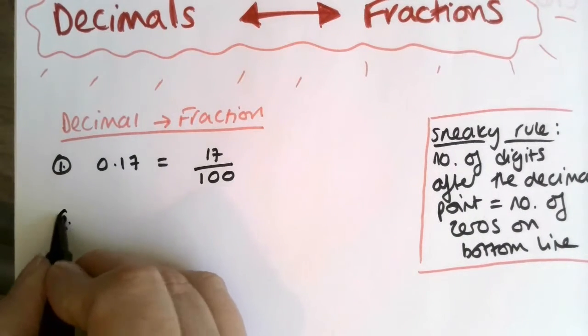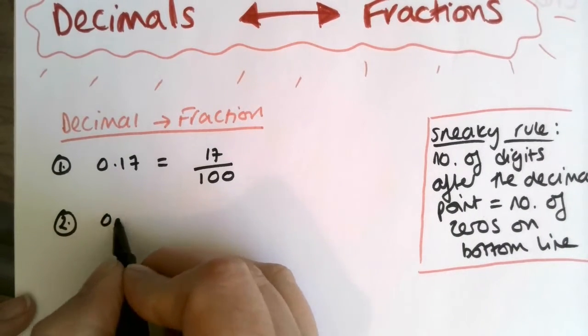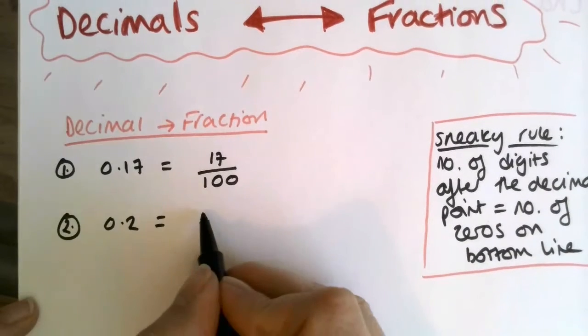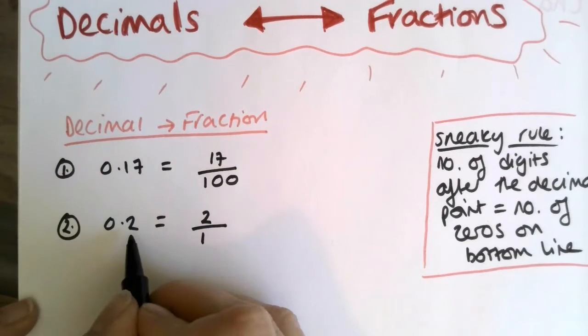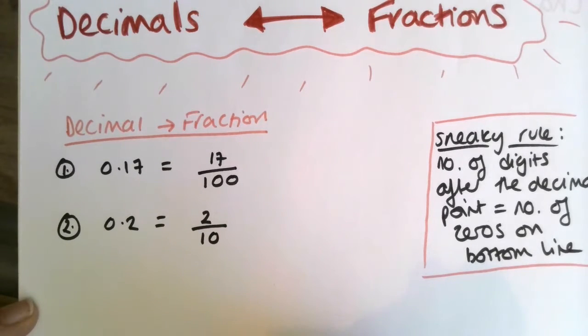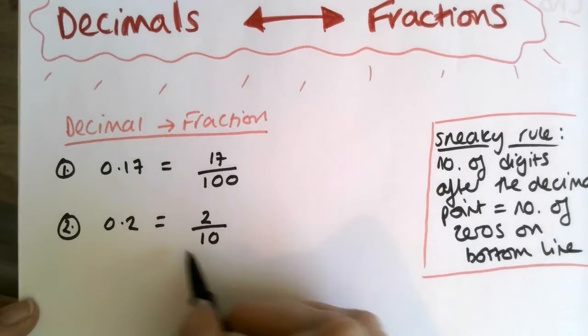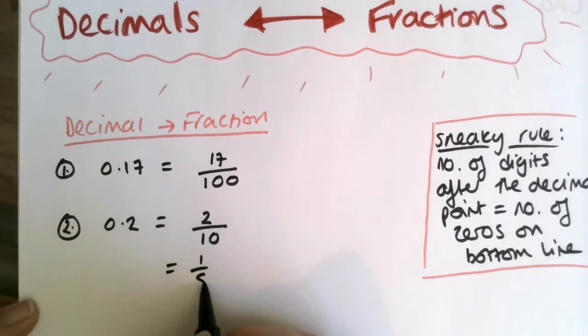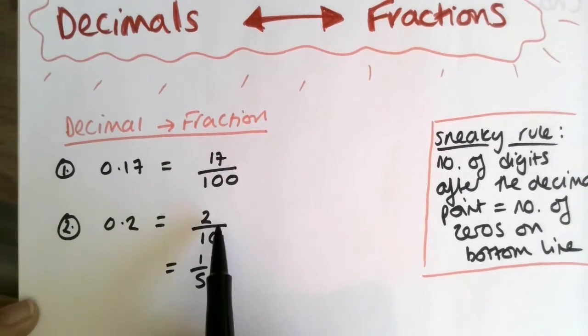Another little one, so if it was 0.2, then that's going to be 2 over 1. We've got 1 digit after the decimal point here, so that's 1 zero on the bottom line, gives me 2/10. This can be simplified. That's going to simplify down to 1/5 if we divide both of those by 2.